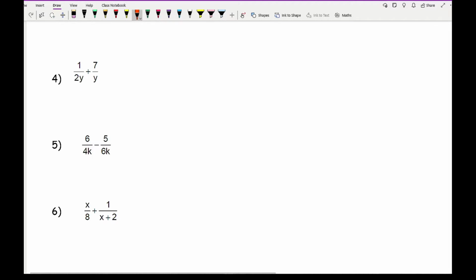So with question 4, you can see I've got a denominator of 2y and the second denominator is just y. So what I'm going to do is I'm going to multiply this second fraction by 2. And so what that then becomes is 1 over 2y plus 14 over 2y. So now my denominators are the same. I'm going to end up with 1 plus 14, which is 15, over 2y. Quick check, can I simplify that? No. So that then is my final answer.